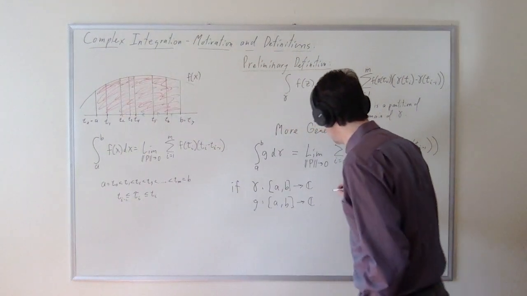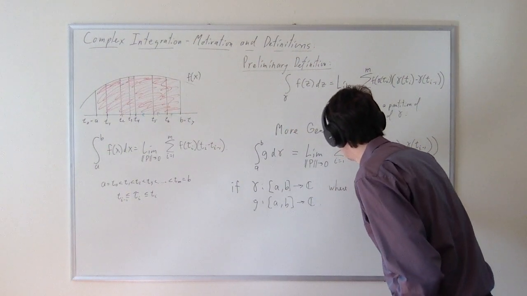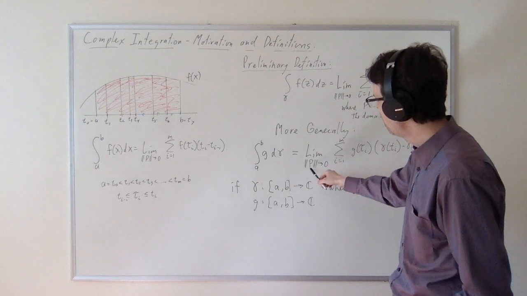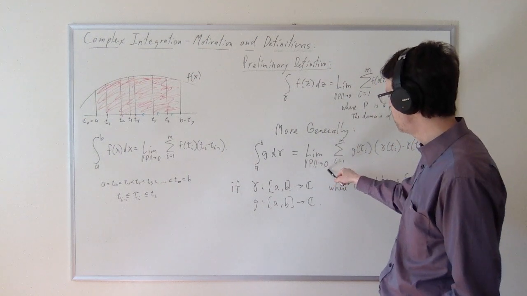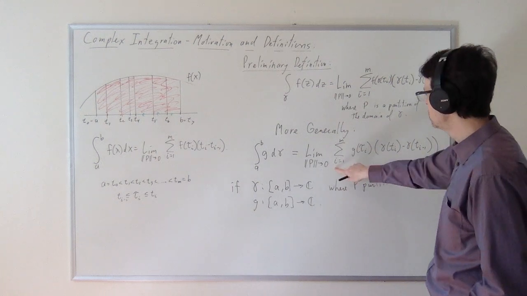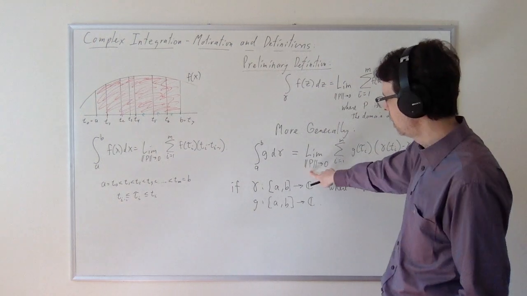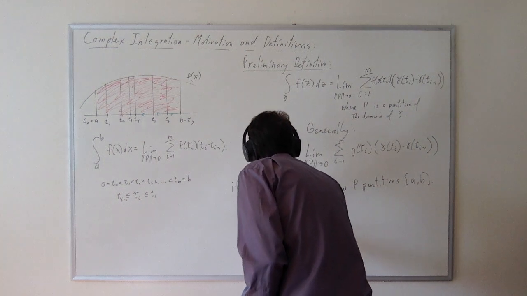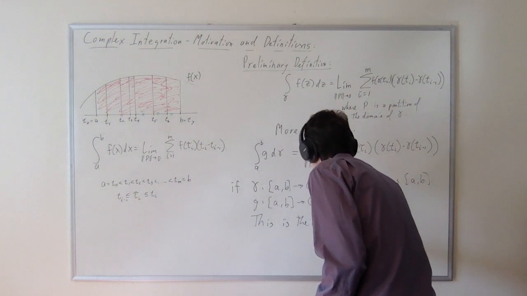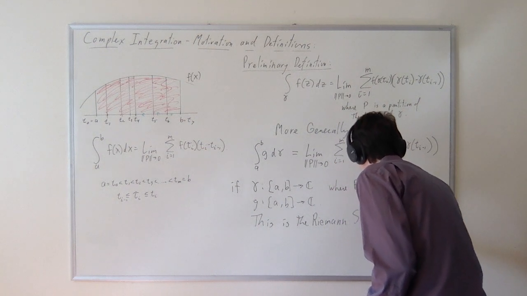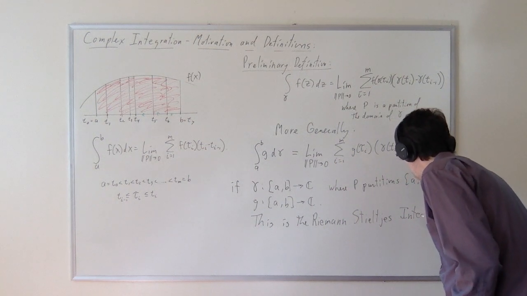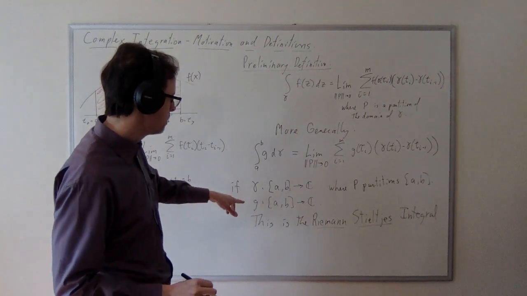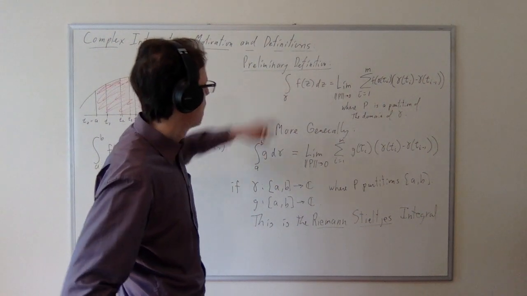So now, here, where P partitions AB. So this is the limit of partitions of AB, and as their norm goes to 0, and then we get this function. So this is a complex valued function of the partition P, and this is the limit as it goes to 0. So this is called the Riemann-Stieltjes integral. So that's the Riemann-Stieltjes integral, d gamma. It's a strict generalization of the path integral.